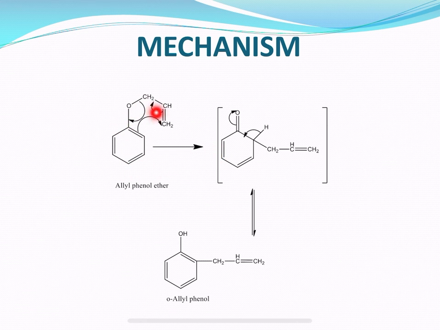Okay, and next what happens, so this carbon, that is especially the gamma carbon atom, will go and attach to the aromatic nucleus at the ortho position, and thereby we will get an intermediate product, and this is the intermediate product. And again here the rearrangement is going to take place.